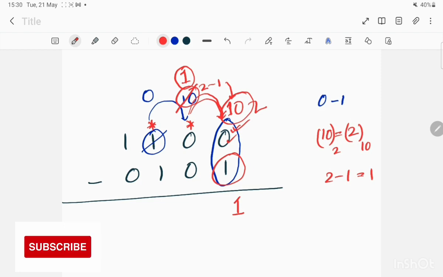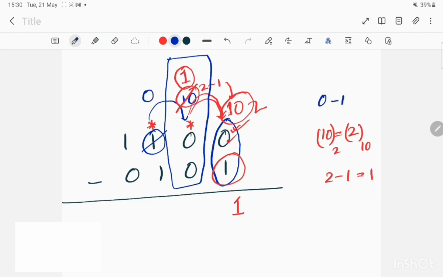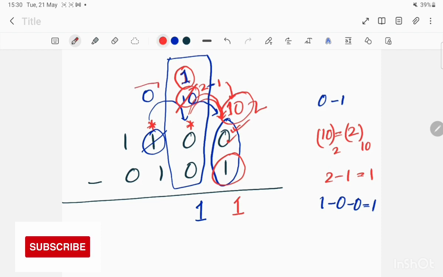Now let us check this column. In this column, since it has this 1 0, from this 1 0 we have given 1 to this, from this 1 0 we have given 1 to this, so 2 minus 1 it becomes 1 again. So in this column we have 1 minus 0 minus 0, so that is nothing but again 1. Now let us search this column.